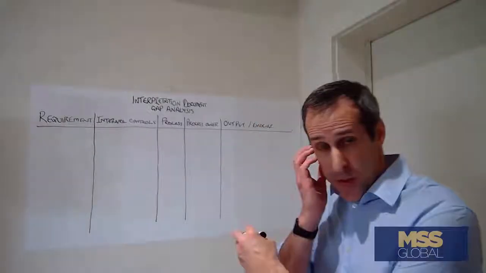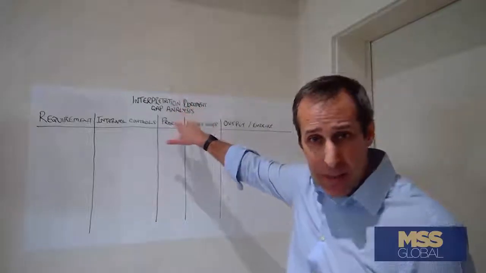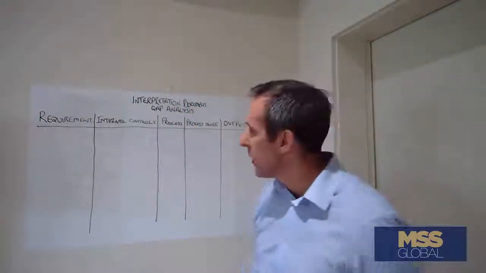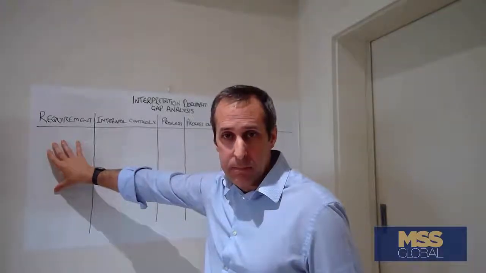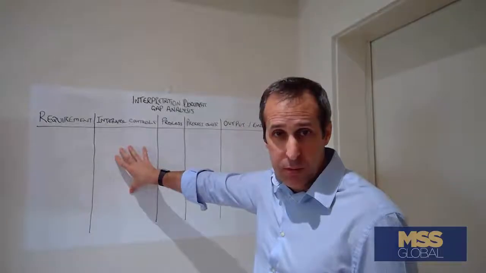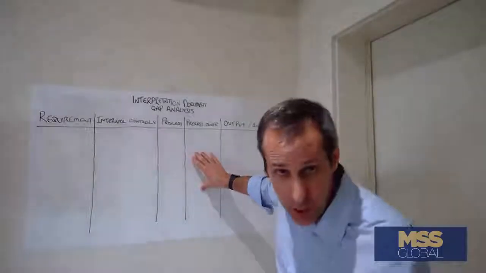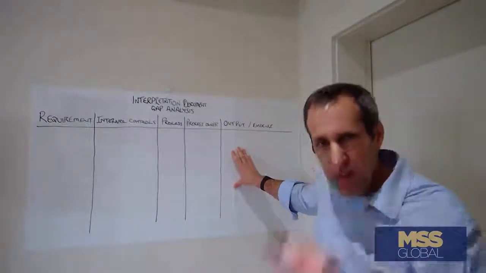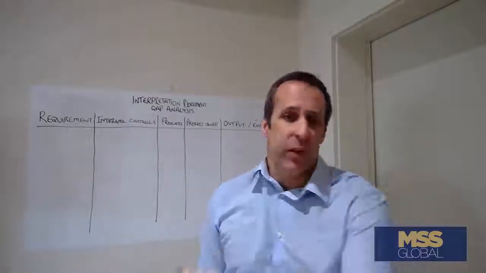I've drawn up my table, my interpretation document, gap analysis. It's a dual purpose tool. I've given myself a number of columns: requirement, internal controls, process, process owner, and output evidence. I'll explain each one. The requirement, that's the requirement of the audit criteria.